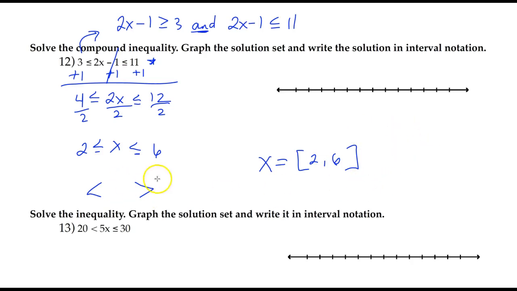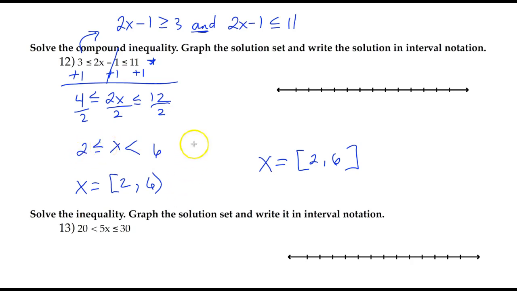So for example, I'm going to erase this here. Let's say instead of having less than or equal to there, I just had less than. What would be different in this case is that now the interval notation would look like this. It would look like x equals bracket on the 2, but a parenthesis on the 6. And what this says is I want every x value from 2 to 6, including 2.